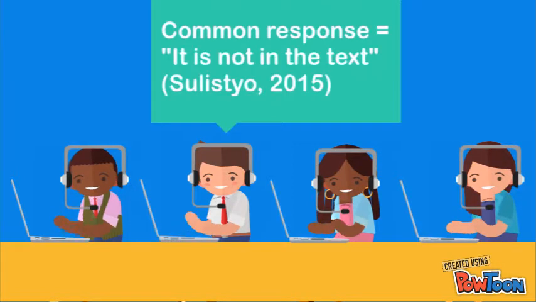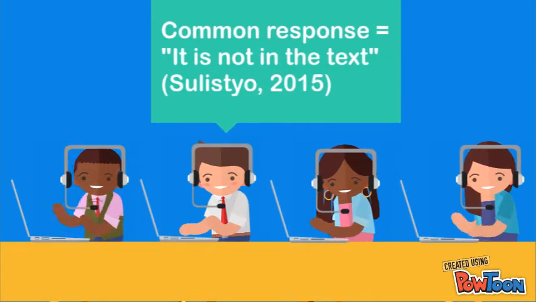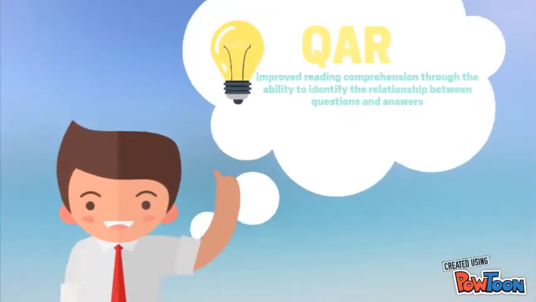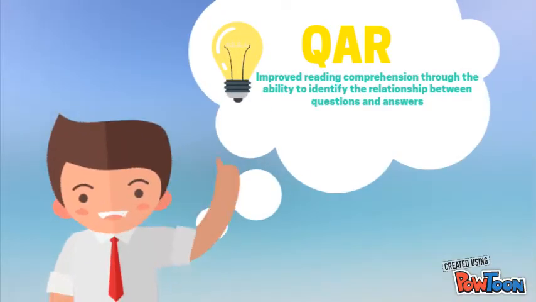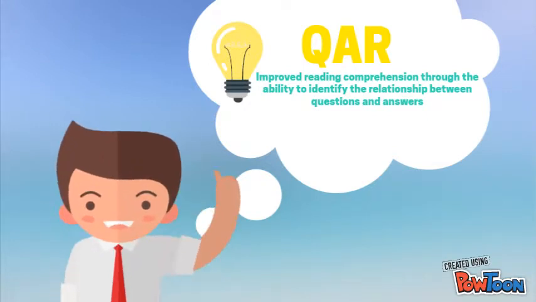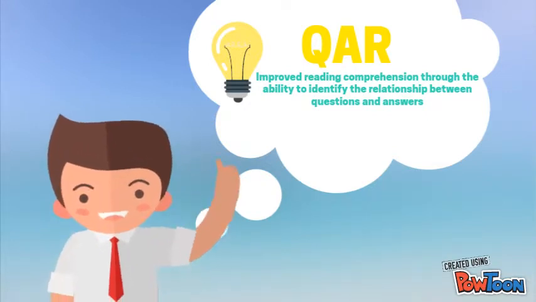Students are expected to answer the teacher regarding questions about a text that they've just read, such as a novel, a textbook, or a source in history. But how often does the response, "Oh sir, it's not in the text," get thrown out at teachers? Well, the QAR is a strategy that aims to improve student reading comprehension so that these situations do not happen again. The QAR does this by improving student ability to identify the types of questions that are being asked.